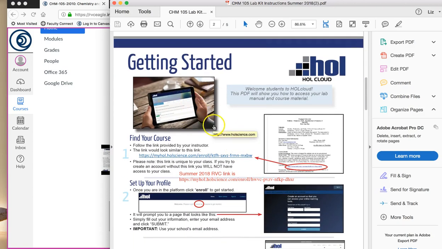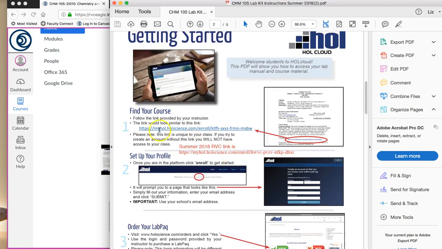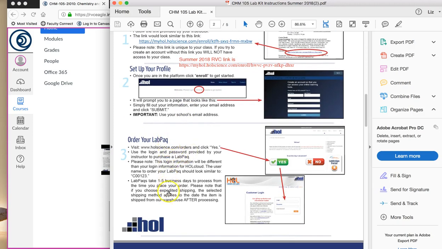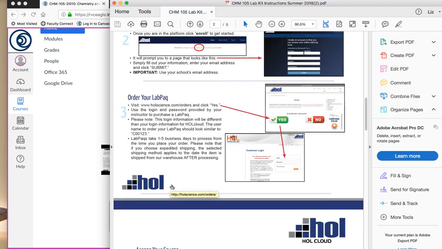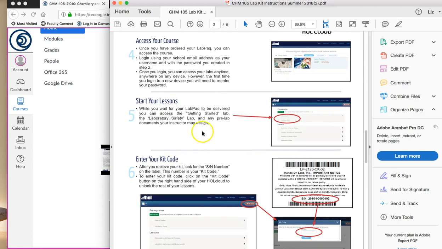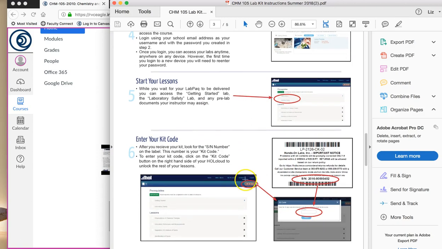Here's hands-on learning information in terms of how to access and what to do. They give this generic link here for the class. Here is our actual link for our class. Create your profile. If you need to order your kit or put in your code, however it works for you. I'll let you read through this. Eventually, you will have to put in a kit code, and that comes from a sticker on the kit itself. And you can see right here it's circled. It's going to ask you for your kit code.